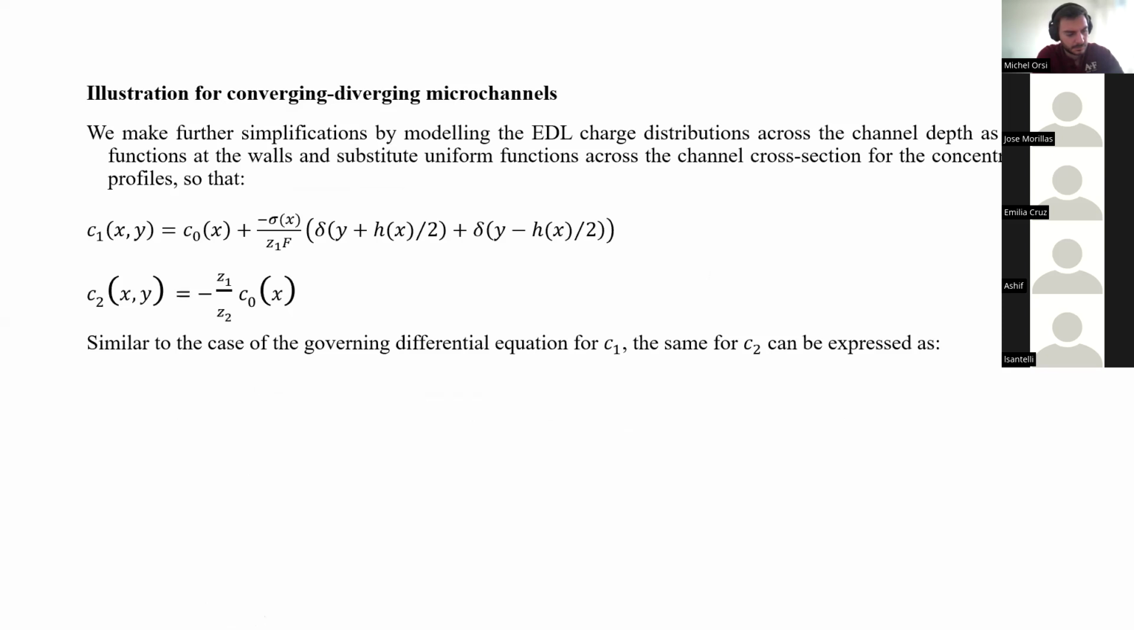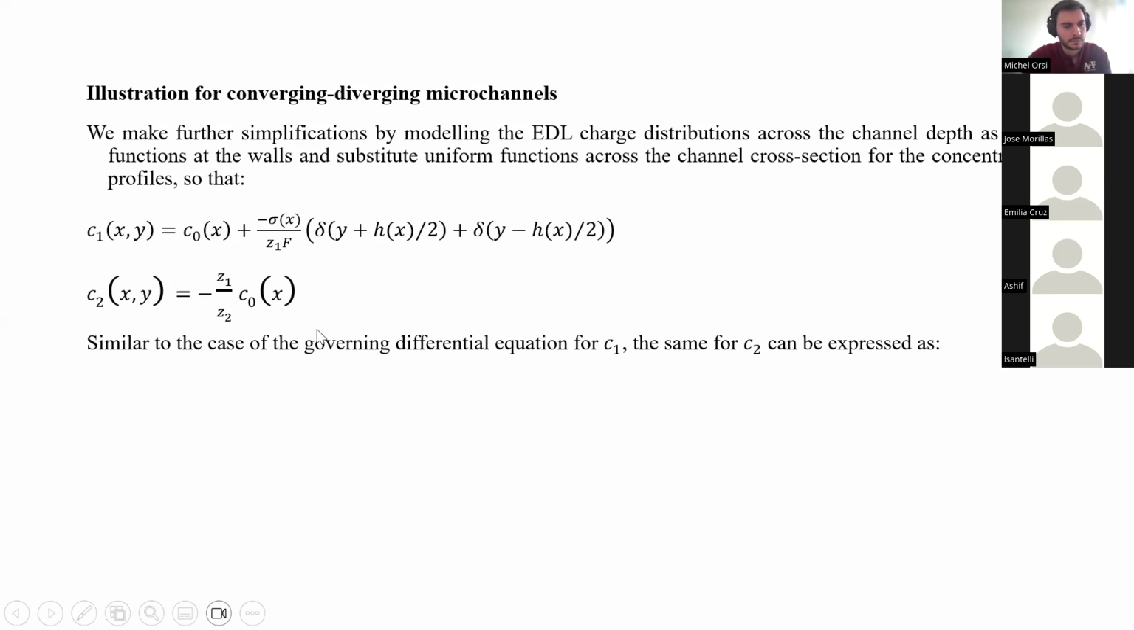We make further simplifications by modeling the EDL charge distribution across the channel depth as delta functions at the walls and substitute uniform functions across the channel cross-section for concentration profiles. So C1(x) is given by a constant C0(x) and a delta function at h(x)/2 and y minus h(x)/2. C2(x) is also given by a constant function, Z1 over Z2 of C0(x).